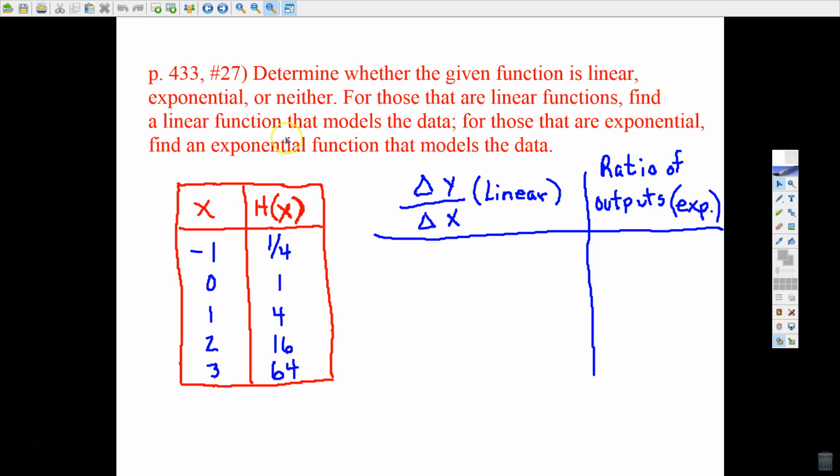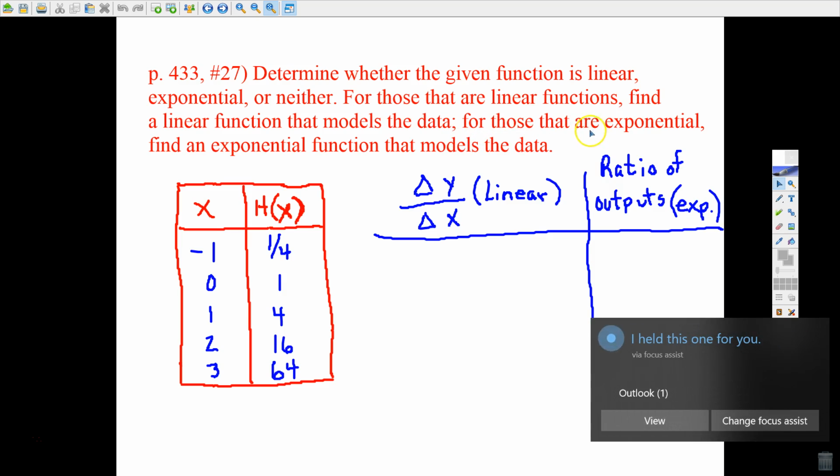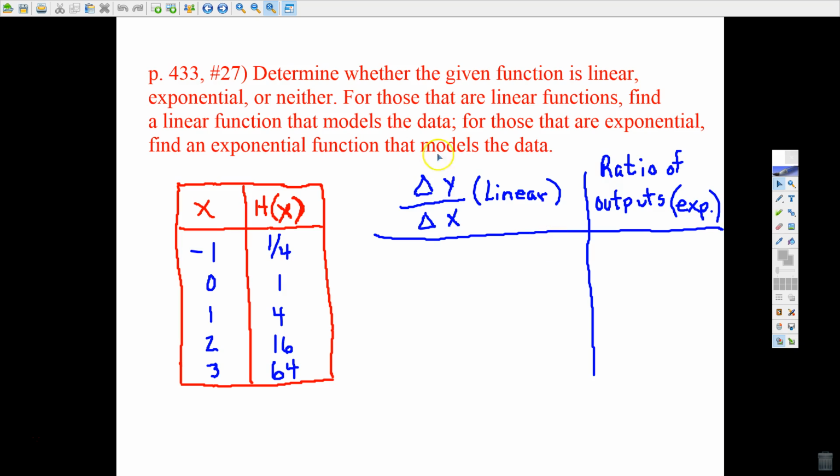So if it is linear, write a linear function, and if it's exponential, write an exponential function. All right, so here's how you can tell. I think the easiest way to go about it is first test the exponential function. And I've given you two different tests that you can perform and see which one it is, or it could be that neither one of these apply, and so therefore it would be neither.